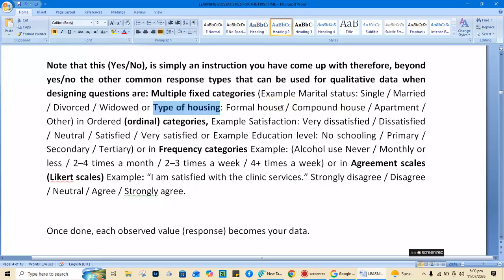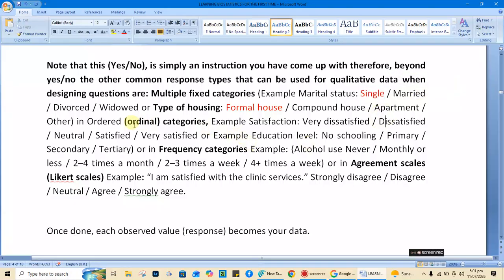So if someone lives in a formal house, you don't have to ask them if they live in a formal house or a compound house. They might not even know which type of house they live in. So it is up to you to observe and see, and then check that they live in a formal house. Except for things such as marital status, you might need to ask, and then they'll be able to know if they are single or divorced.